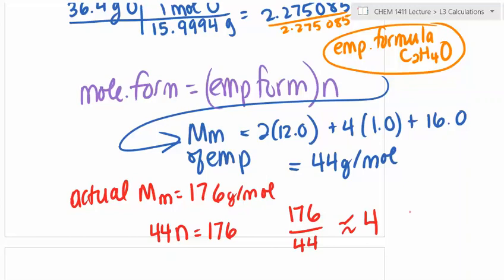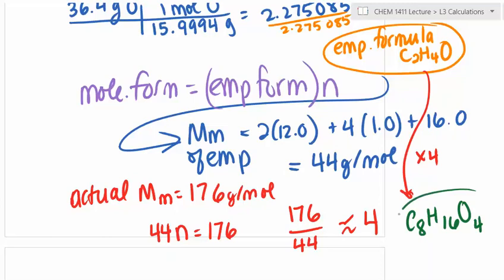So if we multiply this by 4, we get our molecular formula, which is going to be C8H16O4. I'm sorry, I said empirical earlier, but that's our molecular formula.